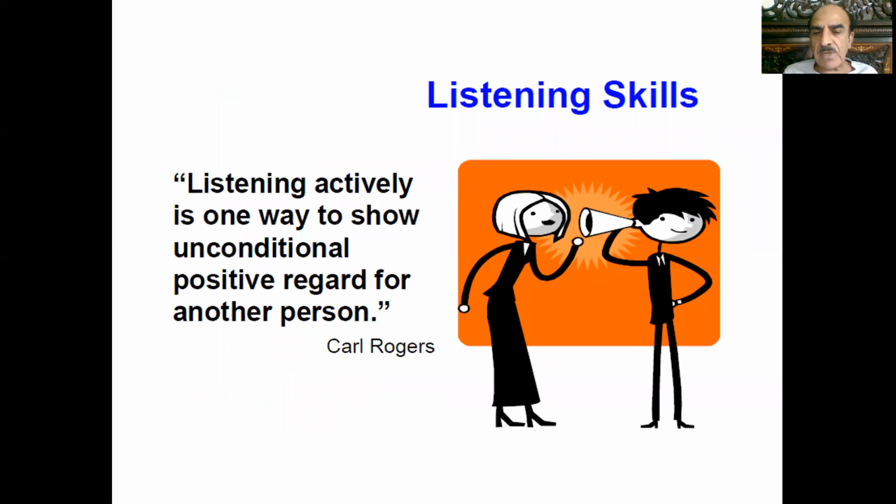Now, the very basic principle to avoid conflicts is listening very carefully to others. Listening actively is one of the ways to show unconditional positive regard for another person. This is a very common problem with all of us, that we don't carefully listen to others, and most of the time we avoid them, and this really creates many times an issue for us. So we have to listen very carefully to others in conflicts.